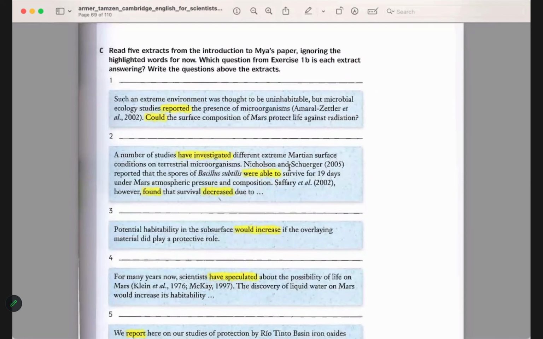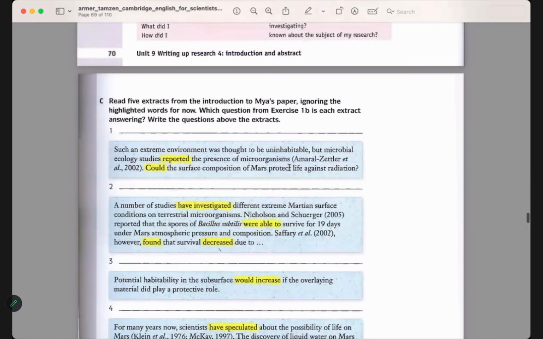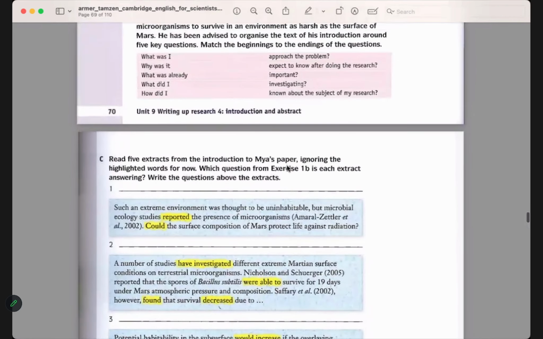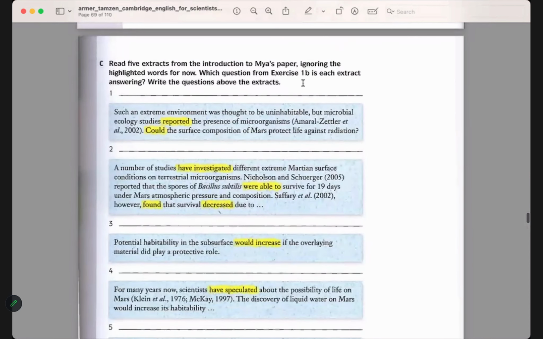Okay, potential habitability in the subsurface would increase if the overlaying material did play a protective role. What we expect to know after doing the research, maybe. No. What was I investigating? Yeah, maybe. It's my hypothesis, yes. If, then. So I give this hypothesis and formulate it and try to investigate whether it's right or not.